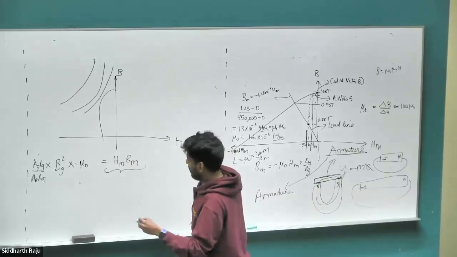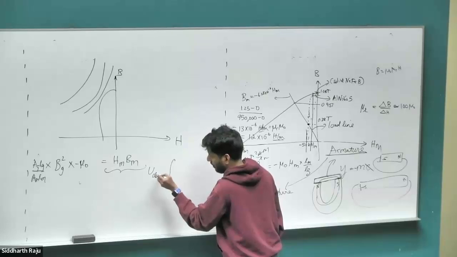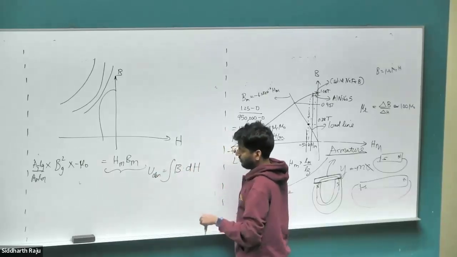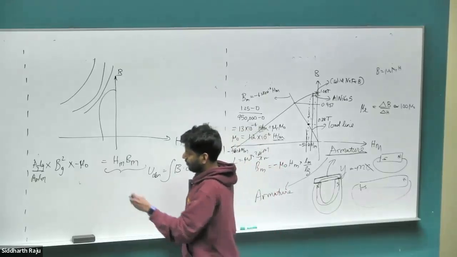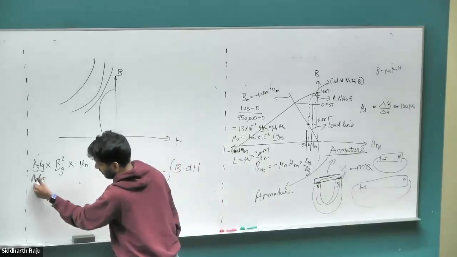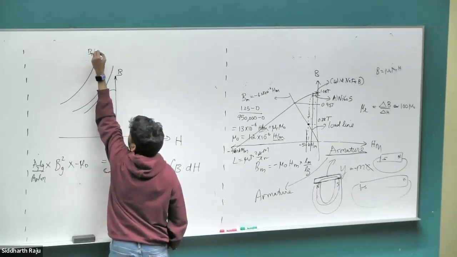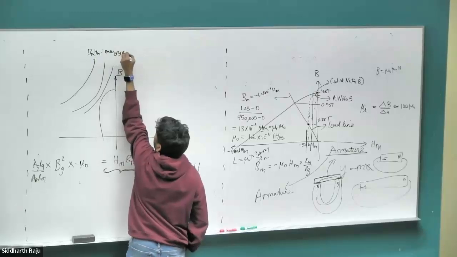So HM times Lm would be our energy density of the magnet, because if you remember, the U density we derived in Laplace as B dot dH, right? So if B is constant, doesn't vary, then it just becomes B times H. So we want to increase as much as possible this value while minimizing this particular value. So this is going to be our energy product, BMHM, energy product.